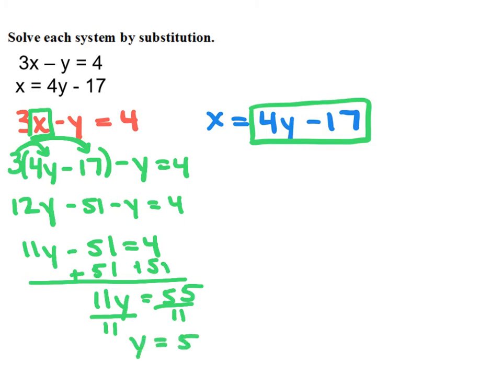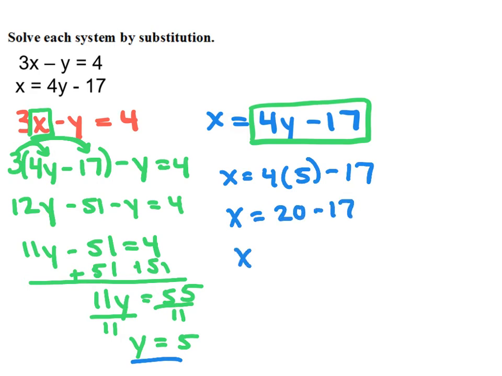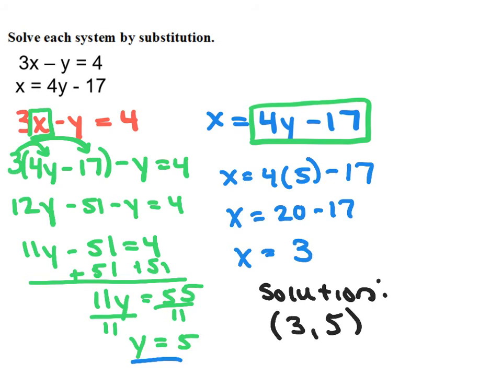Now I can take this value of y and plug it into the other equation. So I have x equals 4 times 5 minus 17. So it's x equals 20 minus 17, which becomes x equals 3. So the solution to the system is (3, 5).